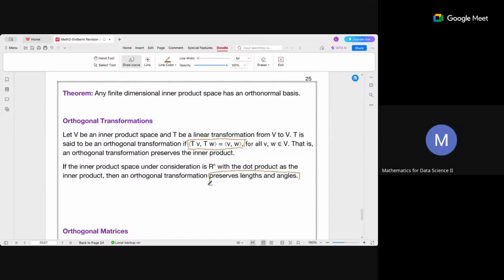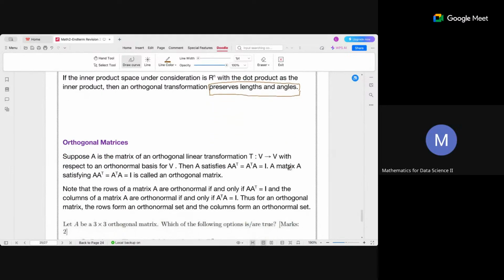What does that mean? If the angle between V and W is some theta, then the same is the angle between TV and TW. The distance between V and W is the same as between TV and TW. That is the meaning of preserving length and angle. Clear? Yes. Okay.